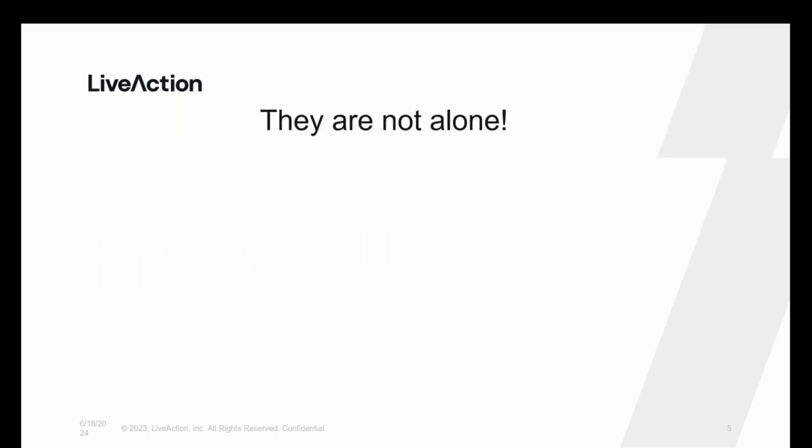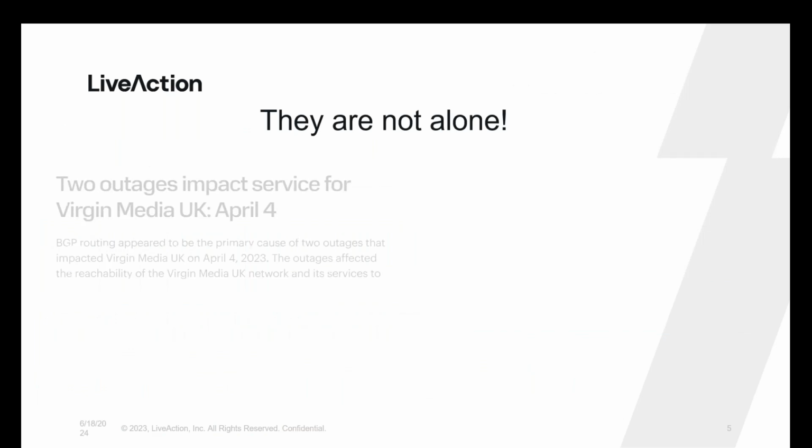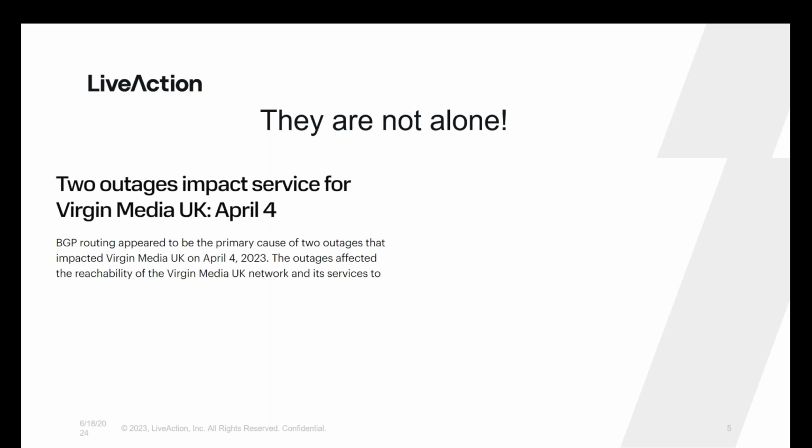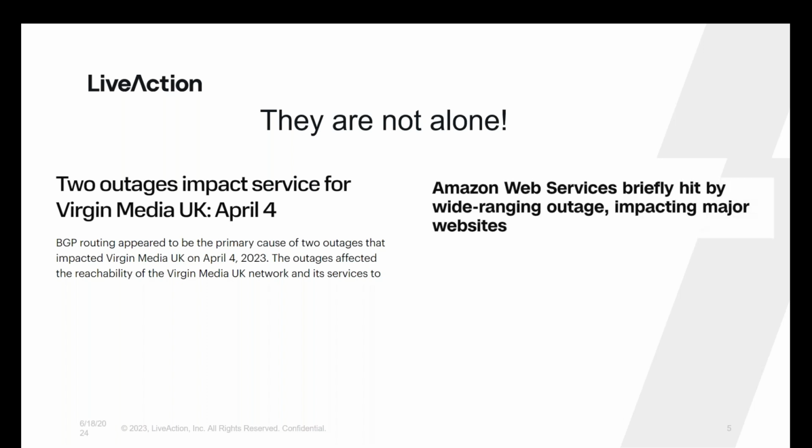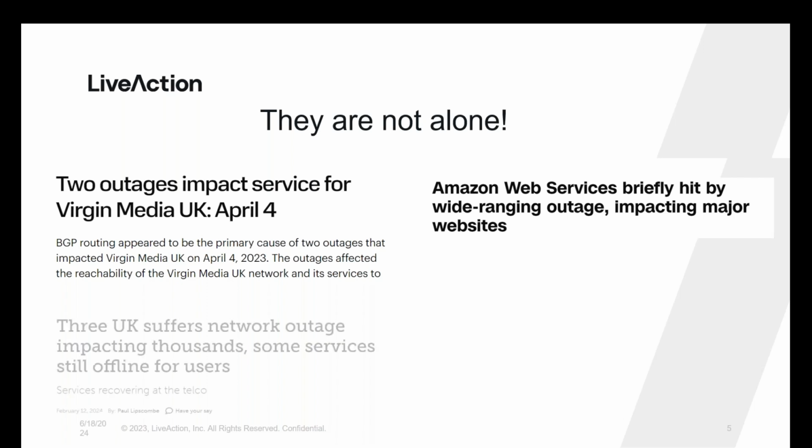Now, it's not just Volkswagen. There are a lot of other organizations out there that suffer from impacts on the network. Just back in April last year, Virgin Media had a big problem within their network. It affected the reachability of the Virgin UK network and its services to thousands of customers. AWS had a wide-ranging outage impacting a load of major websites. And when Network 3 went down, it impacted about 13,000 users, right?